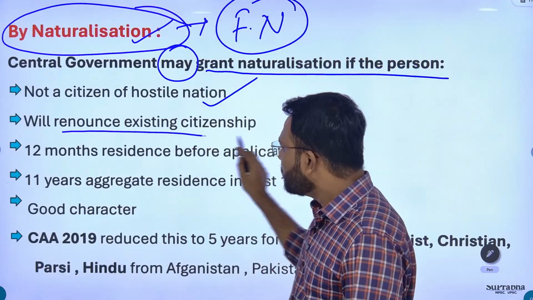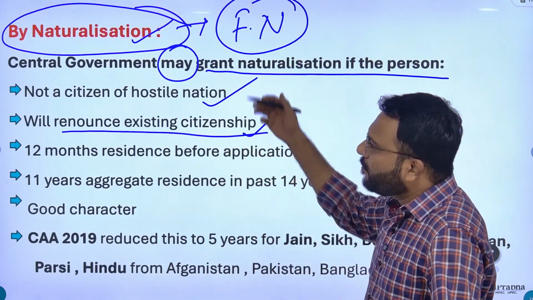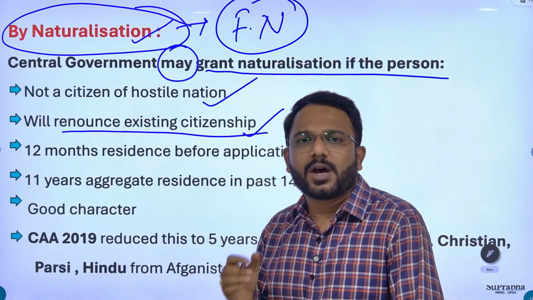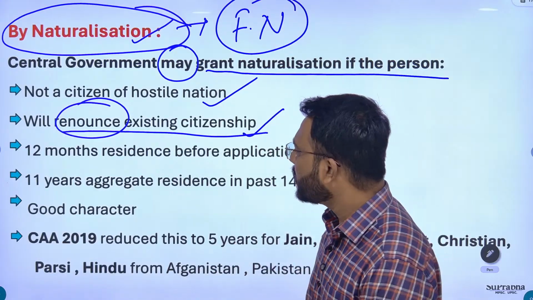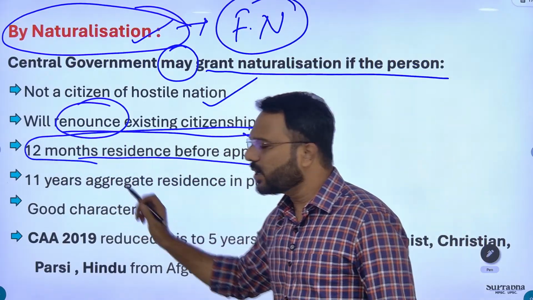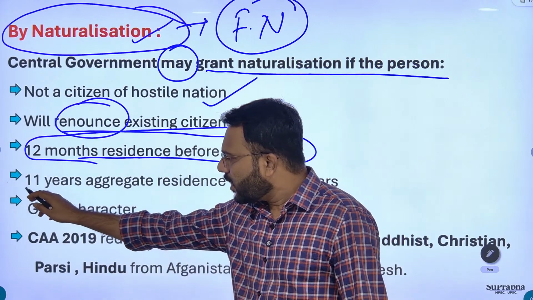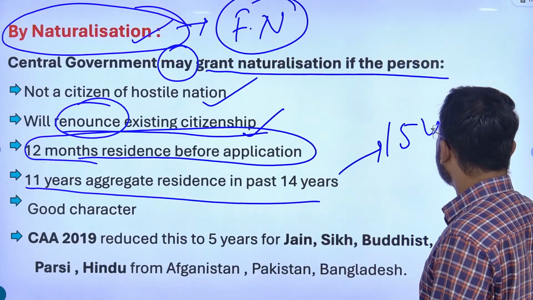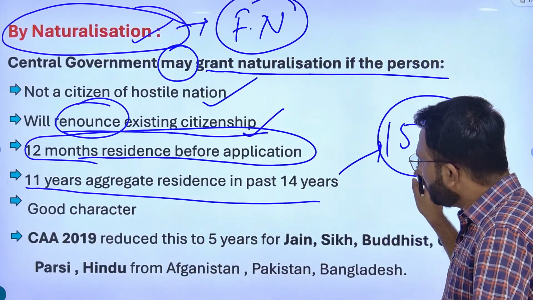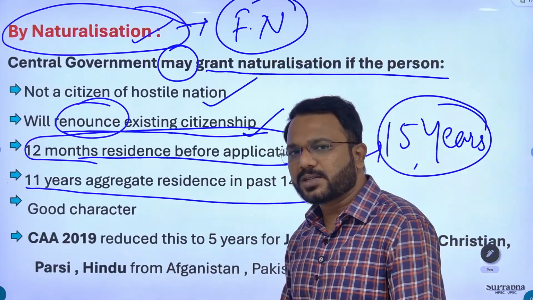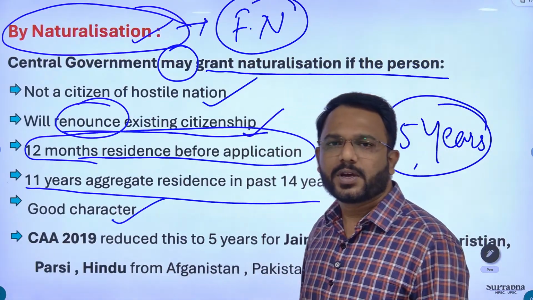And if the individual who is applying for citizenship through the naturalization process also promises to renounce his existing citizenship of that nation. He should have resided in India for 12 months. So before applying for naturalization, you have to reside in India at least 12 months. And in total, you have to reside in India for 15 years. From that 15 years, a total aggregated 11 years you should have resided in India plus 12 months before applying for naturalization. And the person applying for citizenship should have good character.